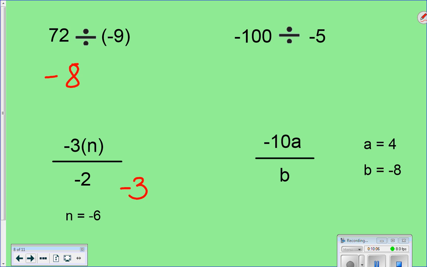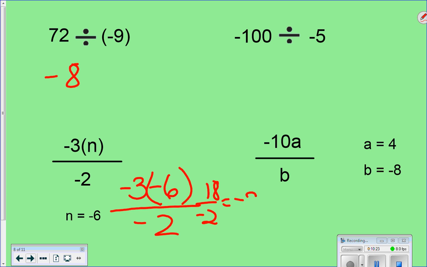So negative 3, and they're telling me n is negative 6, divided by negative 2. First multiply them, you're right. You get a positive 18. Yep, positive 18 divided by negative 2, you get a negative 9. Nice job. I feel like this is review of what we did last chapter.